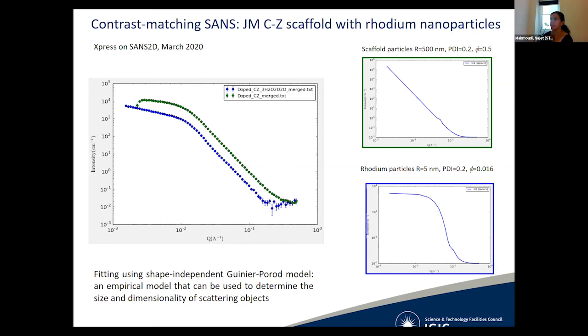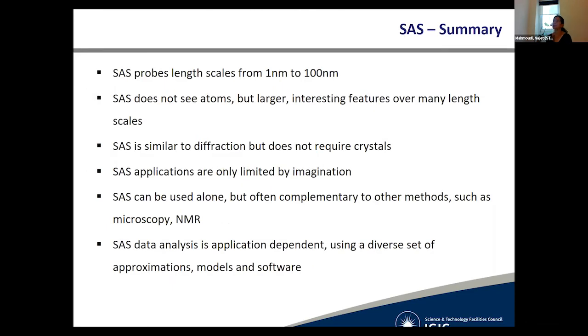So that brings me to the end of my talk. Small angle scattering probes length scales from 1 nanometer to 100 nanometers. But as I said, the scientific landscape is changing, and we're moving towards larger structures. SAS does not see atoms, but larger interesting features over many length scales in your system. It is actually diffraction, but does not require crystals, and that makes it much easier or quicker to run experiments.